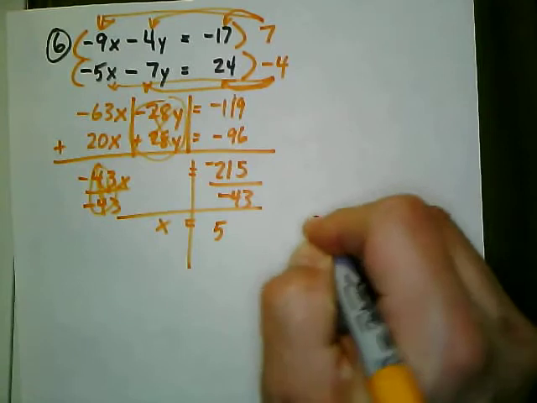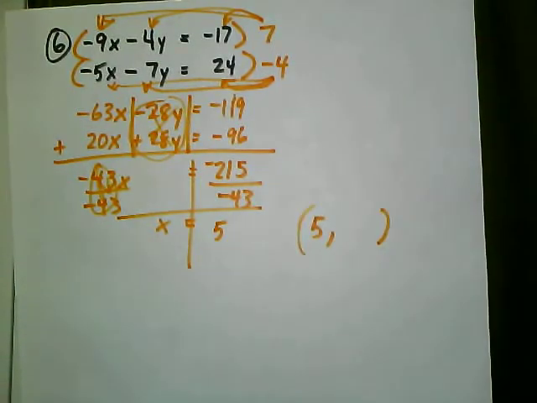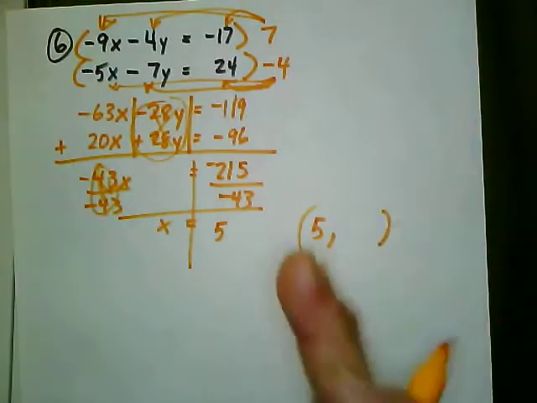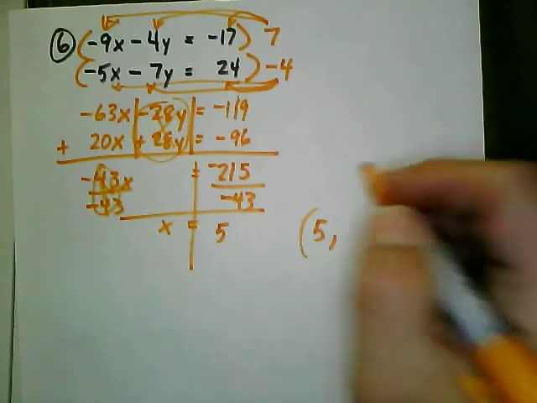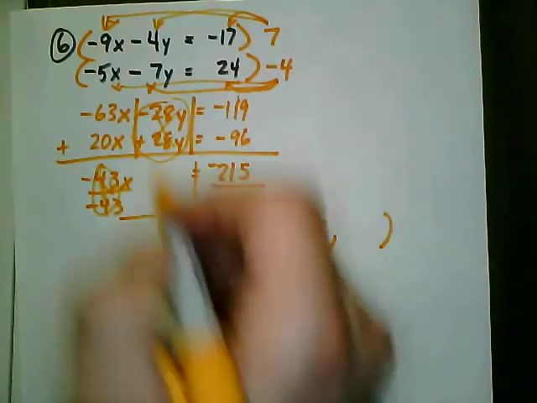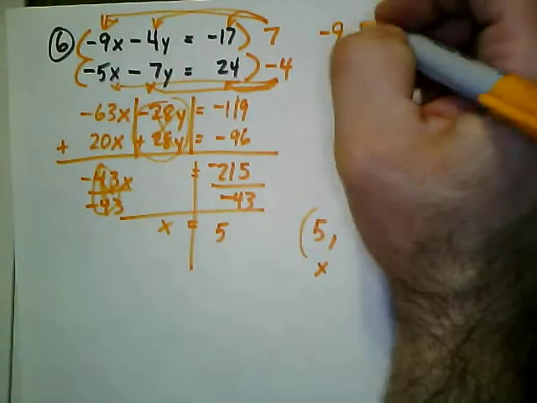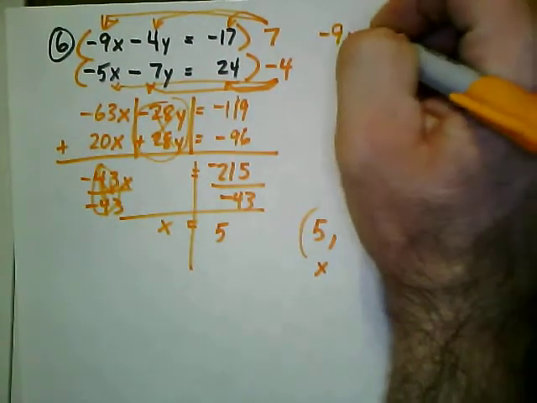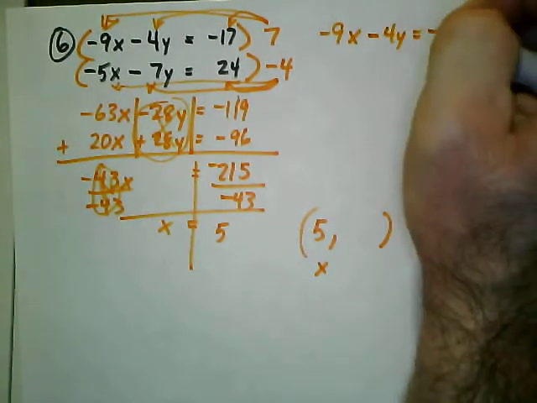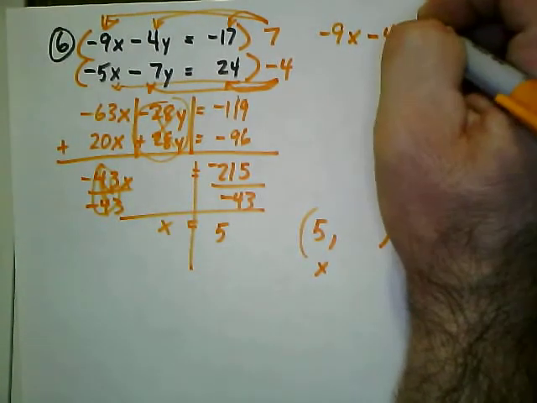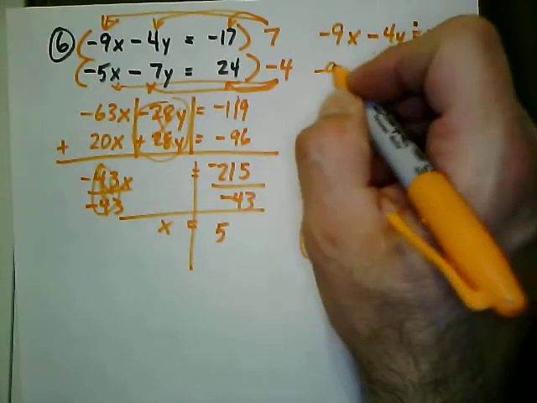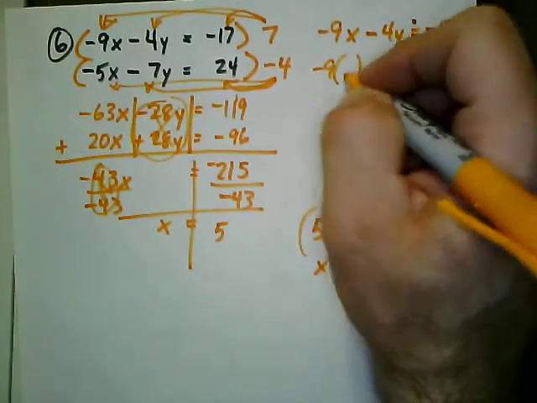That's the first part. So we have a coordinate point. When we have systems, we have 2 lines. Those 2 lines, where do they intersect? That's what we're looking for. So we found our x value. We're going to go back up to the top. I don't care, you take this bottom equation, top equation, makes no difference. -9x minus 4y equals -17. What we're going to do is replace that x with the value of x that we found.